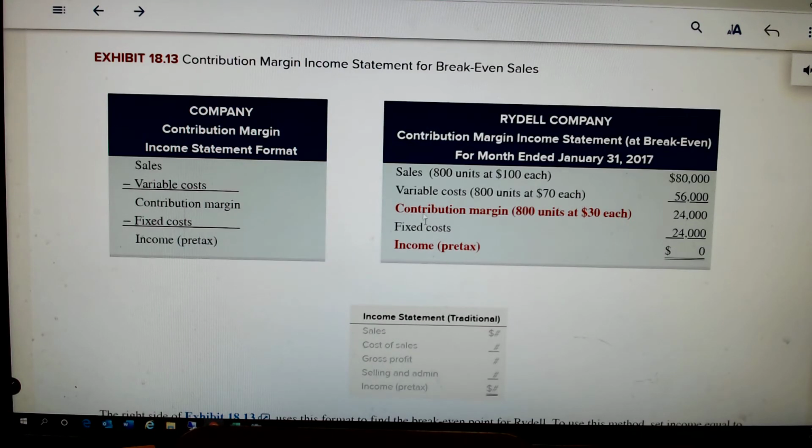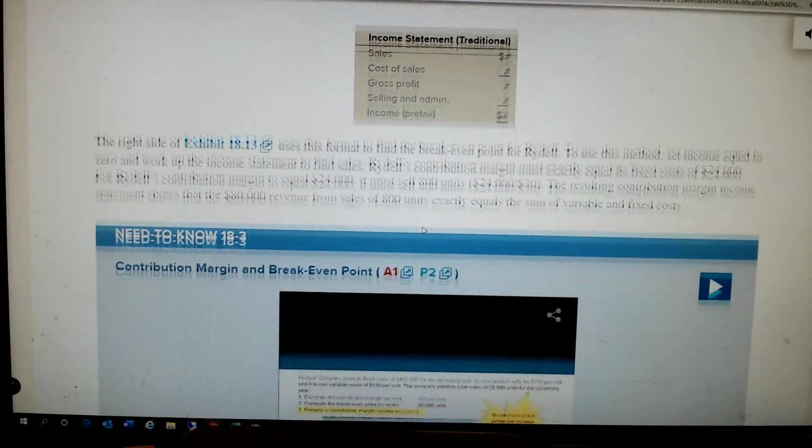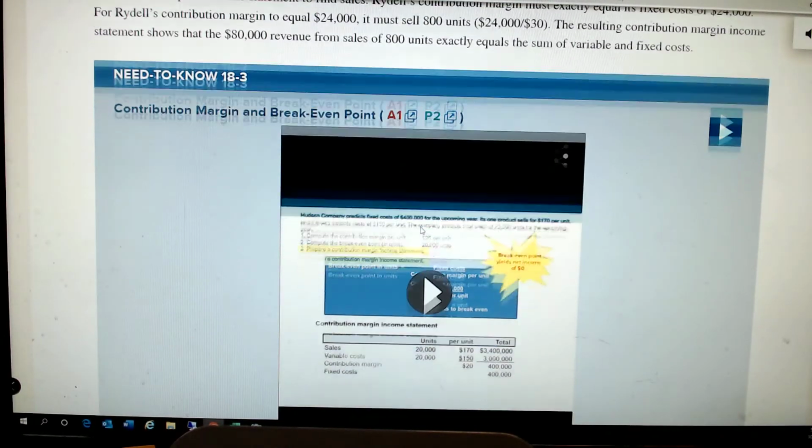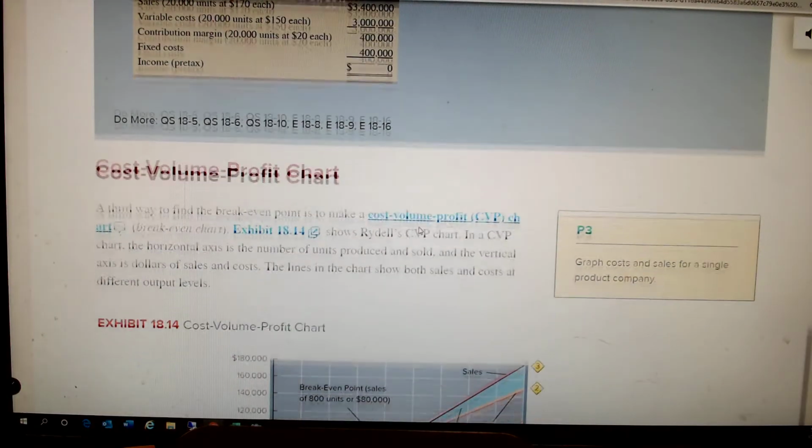Now, this is a little different. Usually we say sales minus product costs gives us cost of goods sold, minus period costs gives us net income. This is just rearranging it. We're not going to show product costs and period costs. We're going to rearrange them and put all the variable costs first, and then all the fixed costs. We're just going to regroup them that way so we can work with the contribution margin.